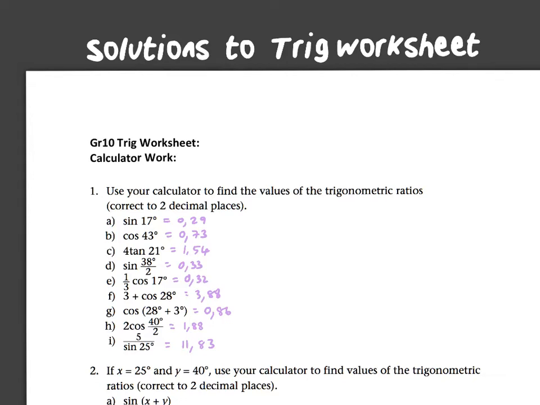Alright, so the first part is really not rocket science. You just type it in your calculator. So you just type sine of 17, you get 0.29, you round off to 2 decimal places in all of these. So I'm not going to go through question 1, I mean that's just typing.